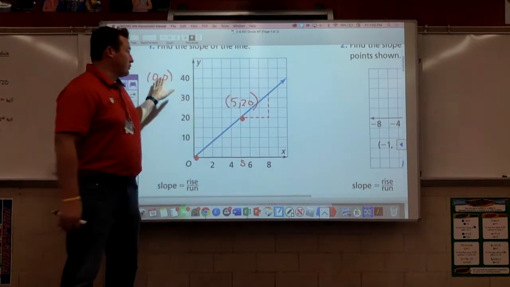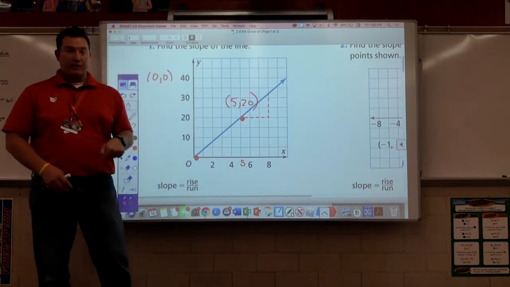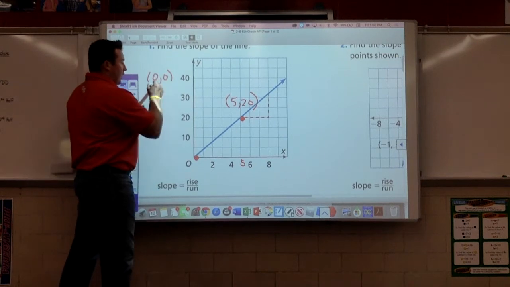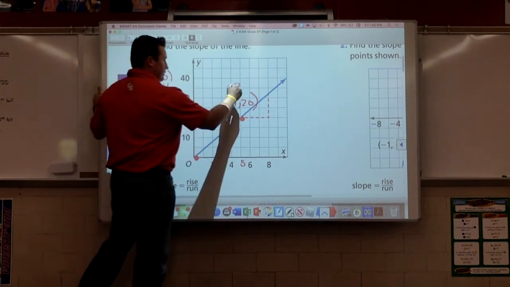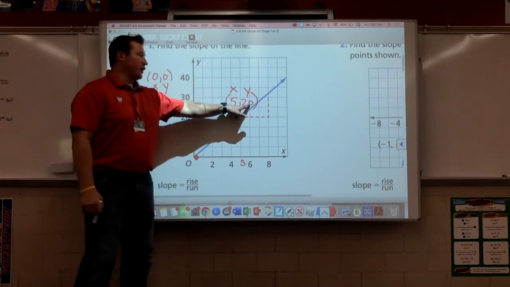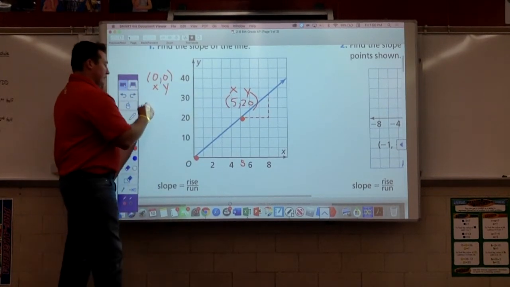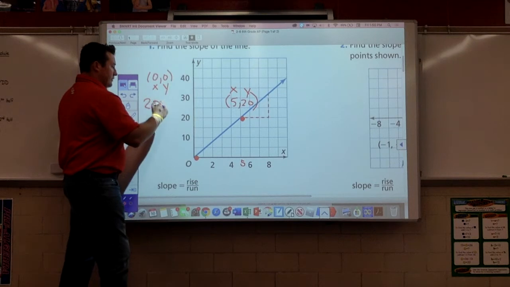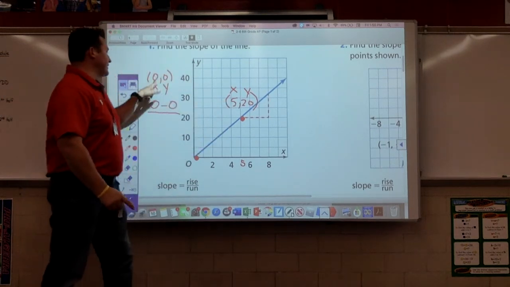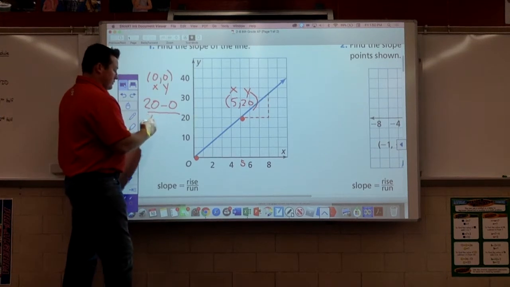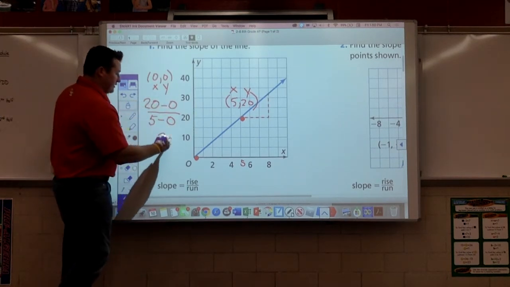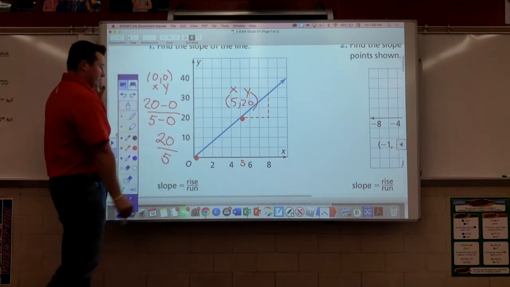I don't care which ordered pair you start with. I like to start with the one that has bigger numbers in it, so I'm going to go here. So, x value, y value, until you remember, guys, which is which. Write them above there. So I'm going to go y minus y, 20 minus 0. That's a tough one. X minus x, 5 minus 0. Okay, simplify, guys. This should turn into 20 over 5.